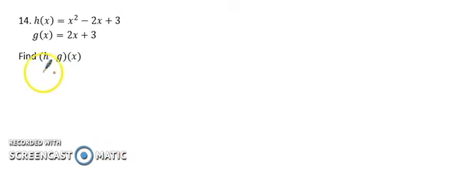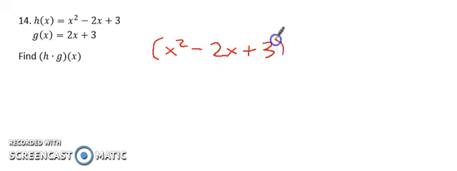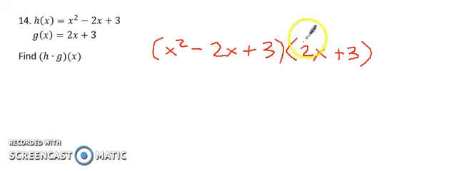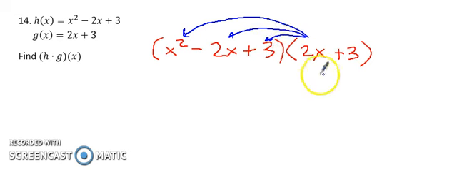Okay, so for our next problem, we have h dot g of x. That means multiply h of x times g of x. So we have to multiply x squared minus 2x plus 3 times 2x plus 3. Let's go ahead and multiply, going from the binomial to the trinomial. I like to go from the smaller to the larger.